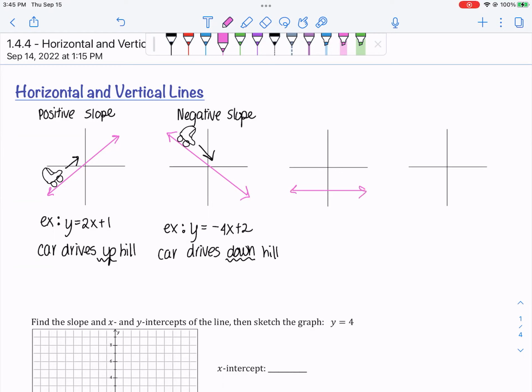A horizontal line means that every point on this line has the same y value. They have different x values, but they all have the same y value. And the way that a horizontal line looks in its equation form is something like y equals whatever y value it is that this line is on. So y equals -5. Right? This is a horizontal line.